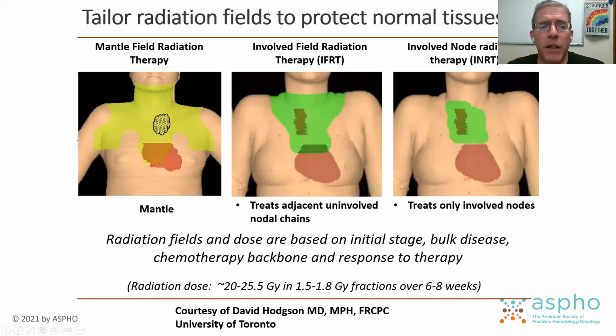This is an example of tailoring radiation fields to protect normal tissues, and I got this slide from David Hodgkin. So in the old days, we did mantle radiation, which was very nice at killing the lymphoma and hitting the heart and ruining the thyroid and hitting the lungs and hitting breast tissue. Then we switched to involved field radiation, which reduced the collateral damage, and now involved node radiation, which treats only the involved lymph nodes. So we're getting better. These are the radiation doses. I don't think you should have to memorize those.